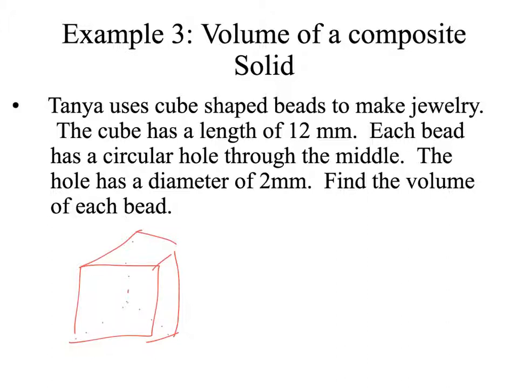So we have our cube. And this cube has a length of 12 on each side, and in the middle there's a circle. That circle has a diameter of 12. We want to find the volume of the bead. Well, that full bead isn't going to have that circle in it. But anyway, you're going to start and find the volume of the cube. And it's going to be 12 times 12 times 12.